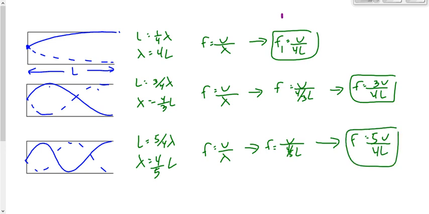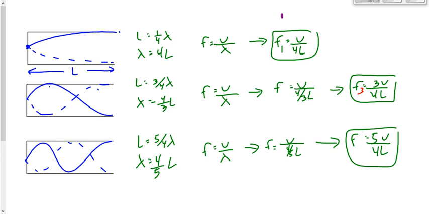So the equations are different, but it's the same basic analysis. But I want you to notice the pattern here. On Friday, when we had a string that was attached at both ends, we had the first harmonic, and then this next one was twice the value of the first harmonic. How do these ones compare? V over 4L, 3V over 4L. This is 3 times. We're not going to call this the second harmonic. We're going to call this the third harmonic.